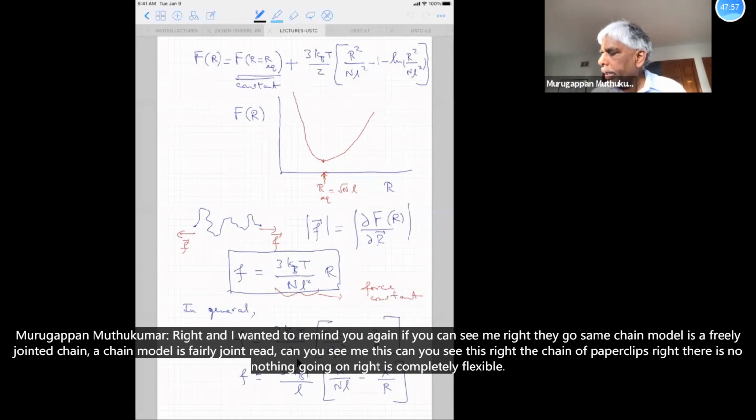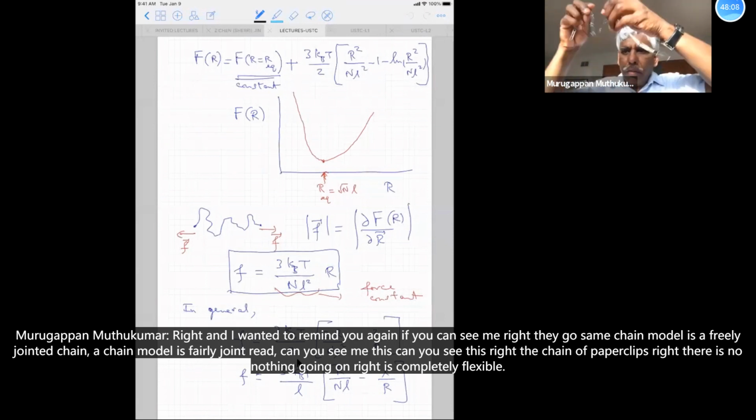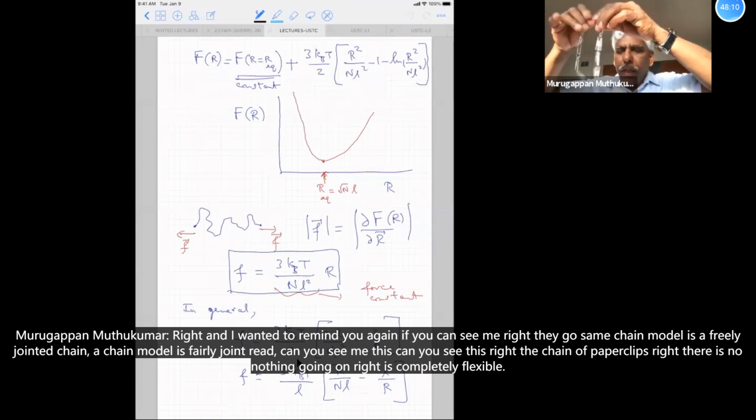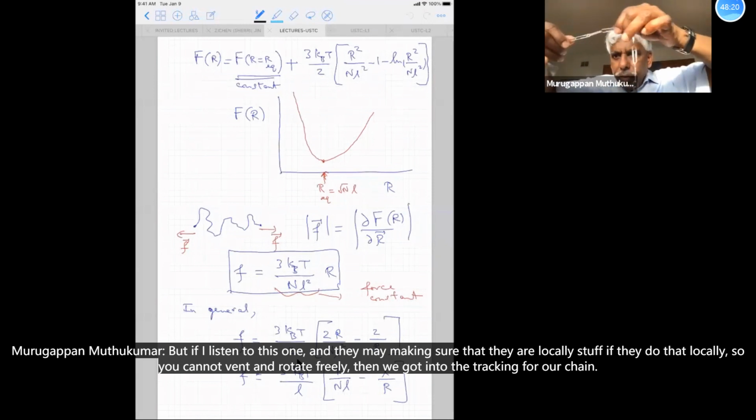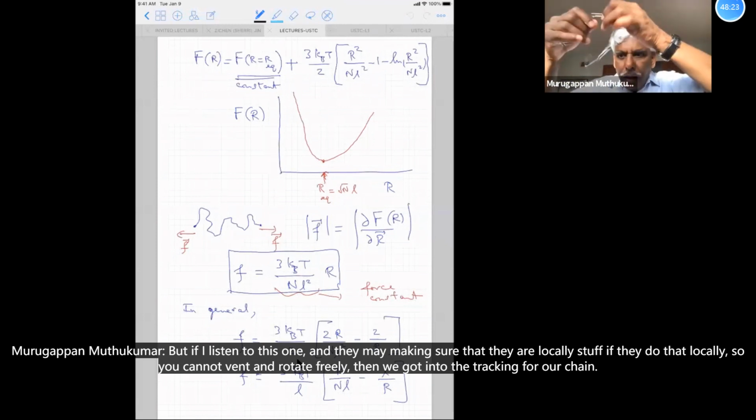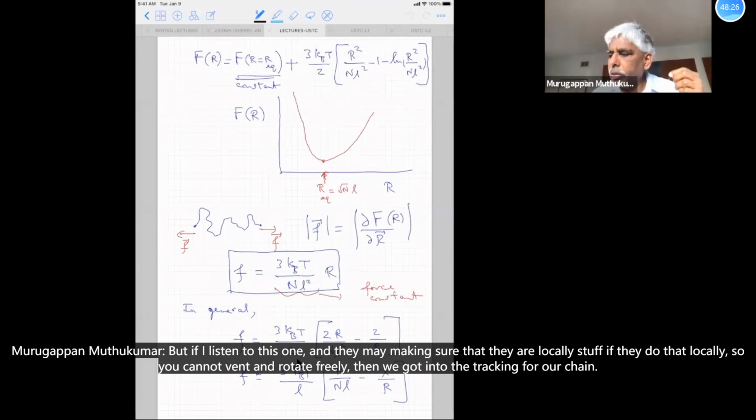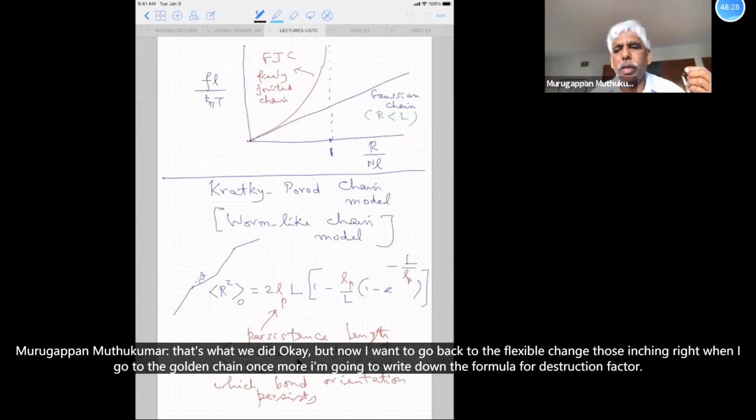And I want to remind you again, the Gaussian chain model is a freely jointed chain. Kuhn chain model is freely jointed. It's the chain of paper clips. There is nothing going on. It's completely flexible. But if I make sure that they are locally stiff, it cannot bend and rotate freely, then we got into the Kratky-Porod chain. That's what we did. But now I want to go back to the flexible chain, the Gaussian chain.